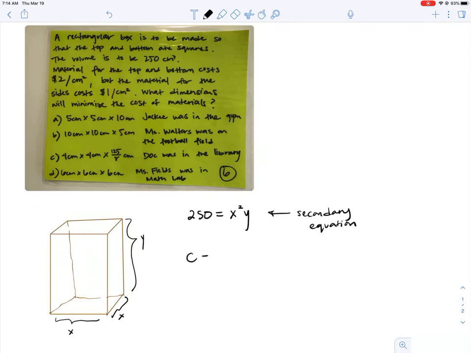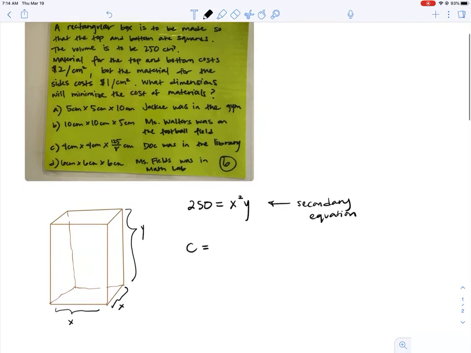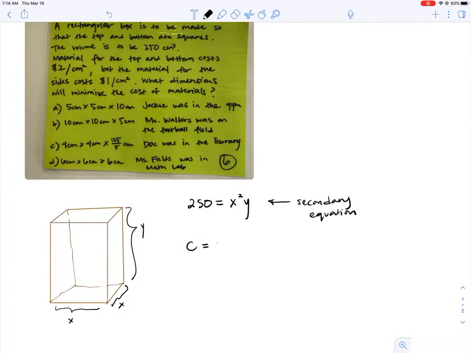Okay, so the total cost will be the cost of the bottom plus the cost of the top plus the cost of each side. So since the top and the bottom both cost $2 per square centimeter, let's just focus in on the bottom. To determine the cost of just the bottom, I would do $2 times whatever the area of the bottom is. The area of the bottom would be represented as X squared. So the cost of the bottom would be 2X squared. The cost of the top would also be 2X squared.